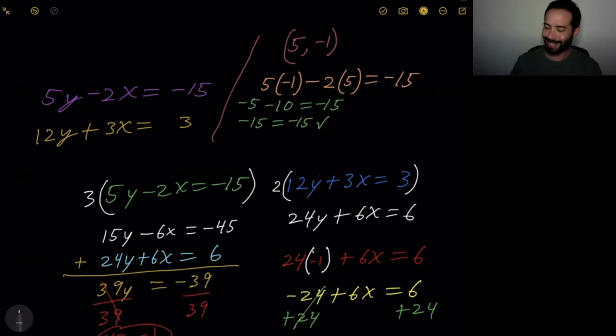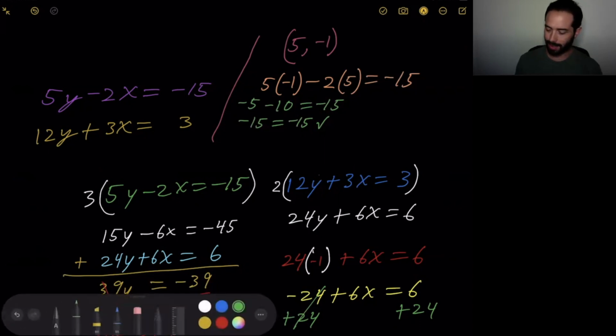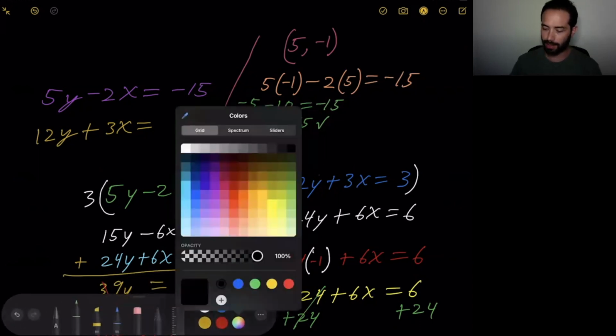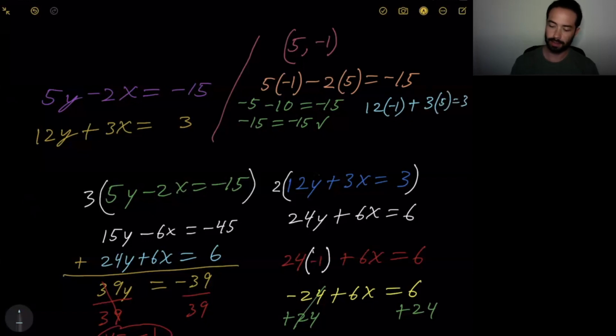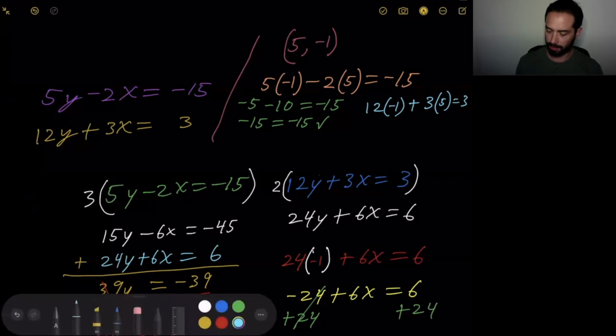All right. So let's plug this into the other equation so we can really see how awesome this is going to be when checking our work. So we've got 12 times the -1, right? Because I'm bringing it back to the 12y plus 3x equals 3. So we've got 12 times -1 plus 3 times 5 equals 3. Okay, let's see how we do.